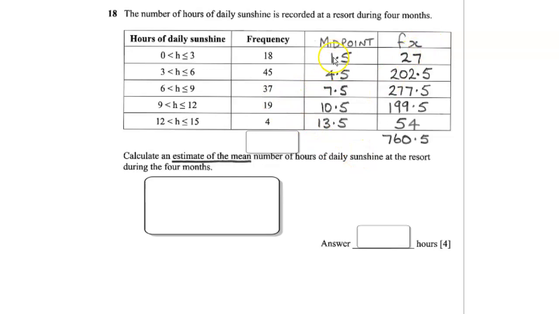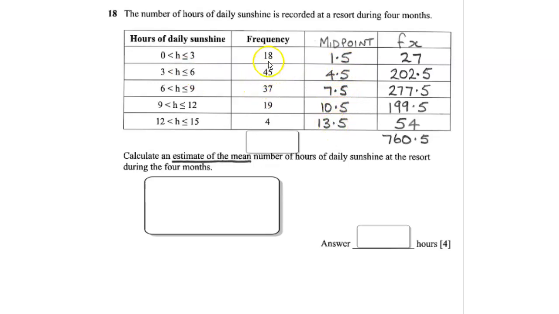So what we want to get is the midpoints first. So to get the midpoints, we can add those 2 numbers at the end of these things. So it'd be 0 and 3. 0 plus 3 is 3, divided by 2 is 1.5. 3 plus 6 is 9, divided by 2 is 4.5. So this gives us the middle part of those numbers. So 1.5, 4.5, 7.5, 10.5 and 13.5.